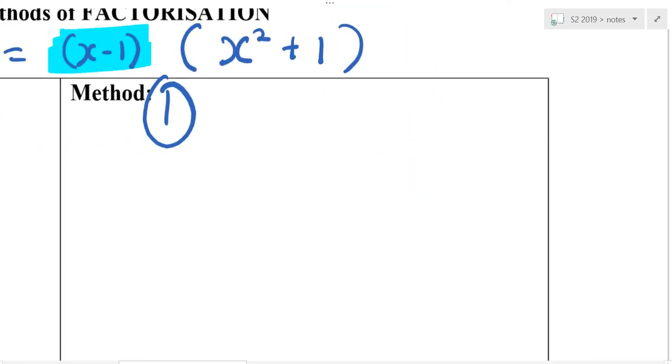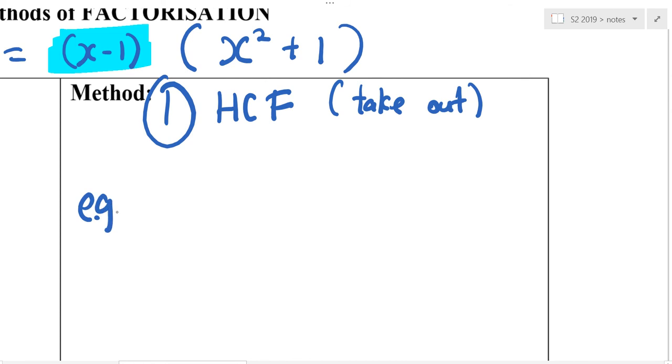Now, method 1 talks about what? Method 1 talks about this thing here. What does this mean? Highest common, thank you. Highest common factor. That means you want to take out the common factor.